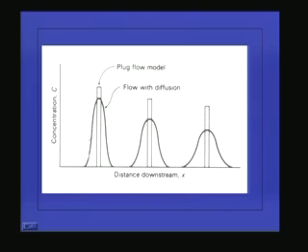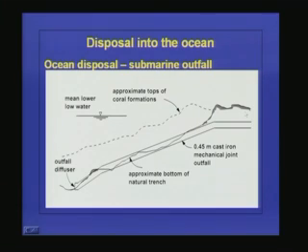This is the plug flow model. If it is a completely plug flow, you will get this type of concentration, but because of the diffusion, it will get diluted like this, and as the distance increases, the concentration will come like this and like this. So it will be almost uniformly mixed after a particular distance.